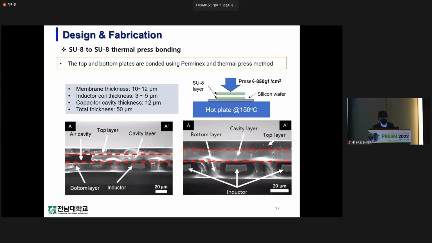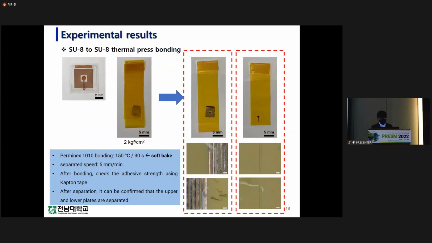The fabricated top and bottom plates were attached using a thermal press bonding method. The shape of the air cavity and the inductor of the bonded device was checked through the cross-section. The adhesive strength of the top and bottom plates was checked through the tape peel-off test. Permiex offers two baking options.